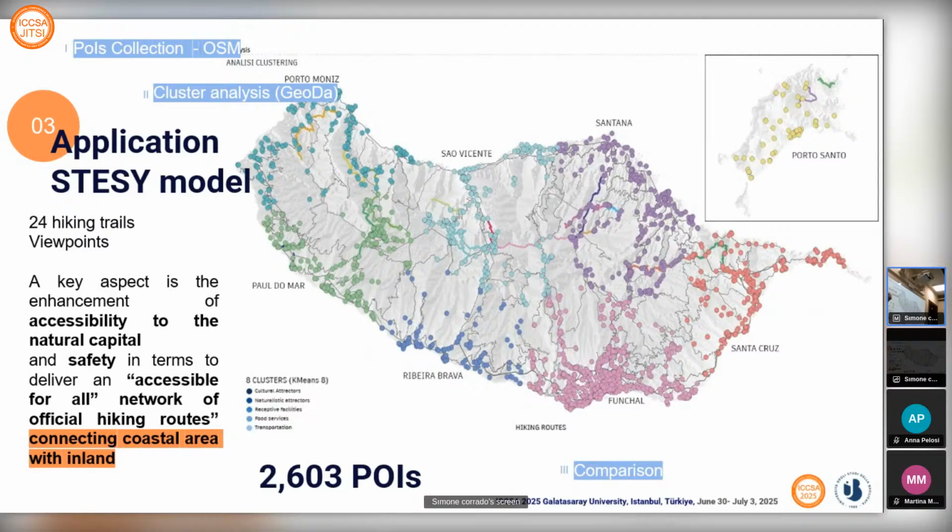Then they put the interest on the topic of accessibility to the natural capital. So the hiking trail is a way to connect coastal area and inland area, and is also a way to exploit the natural capital, but they also concentrate on the attribute of safety of hiking trails, and so the accessible-for-all principle that comes also from the New Urban Agenda becomes one of the drivers of this event. At the end, the main issue becomes connecting the coastal area with the inland area.